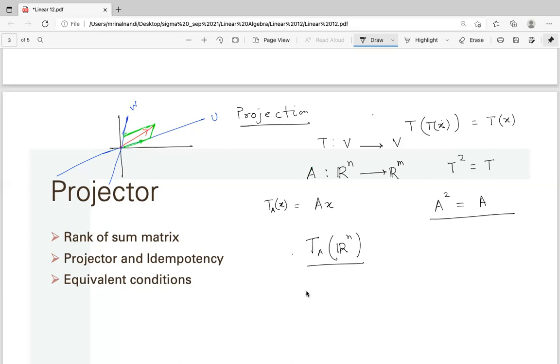If A is a projector, then A squared equals A. These two are equivalent. Idempotent.